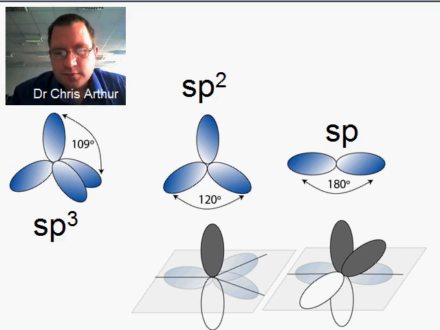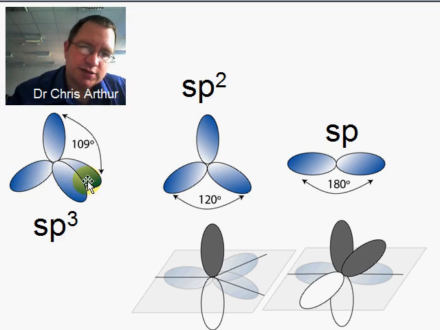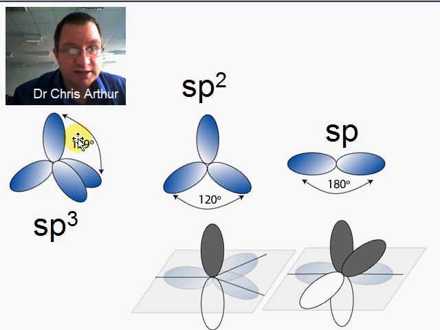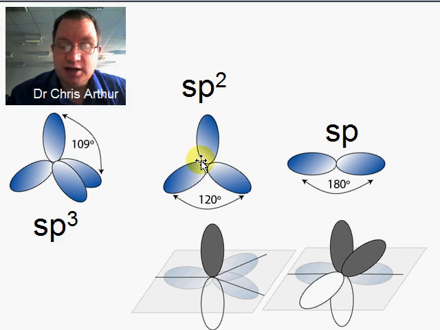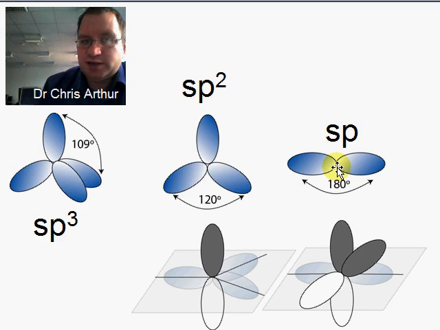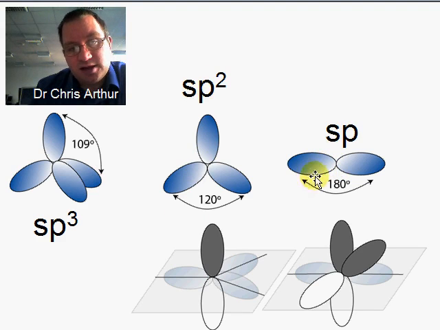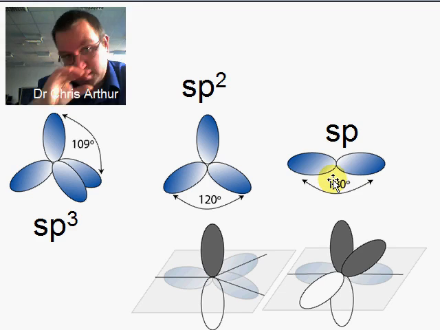So we've mixed these orbitals, and in the sp3 we've mixed the s and three p orbitals. That gives us four hybrid orbitals, and they arrange themselves tetrahedrally. For sp2, we mix s and two p orbitals. That gives us three hybrid orbitals, and they arrange themselves trigonal planar. And then for sp we mix an s and one p orbital. That gives us two sp hybrid orbitals. They arrange themselves linearly with 180 degrees between them.